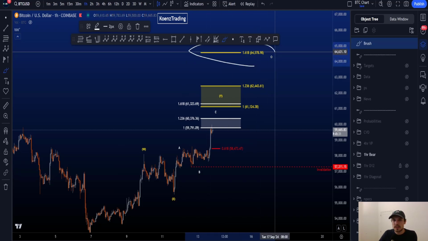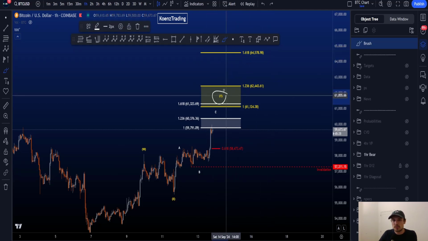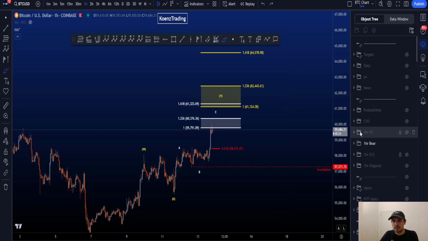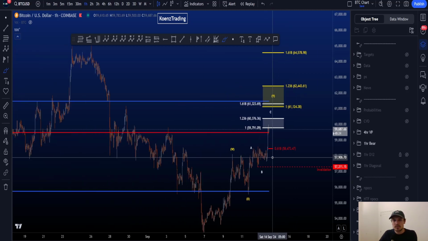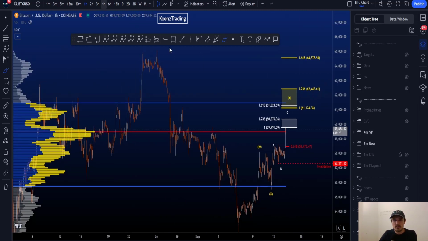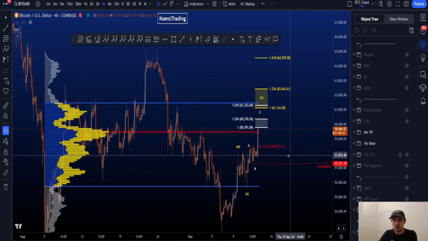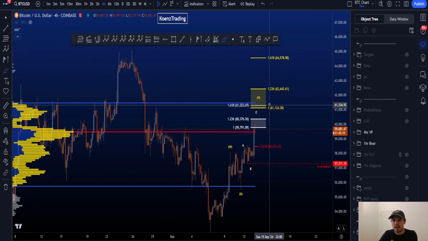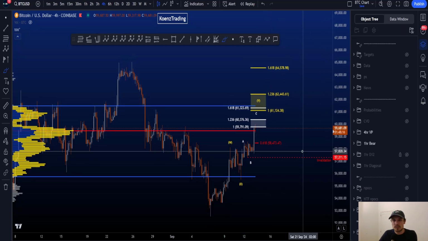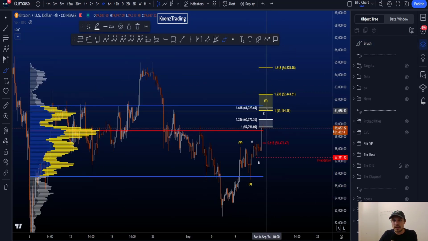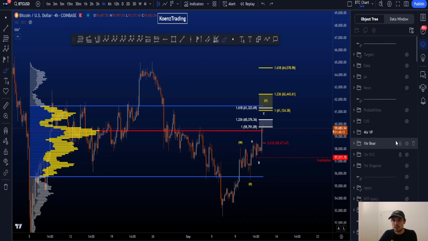The 1.618 is an uncommon target for wave Y at 64.5k. Now what is interesting about the current price action here, if we go to a 4-hour chart, also in confluence with the bearish scenario, is that the value area high of this volume profile over here is inside the target area for your wave Y.